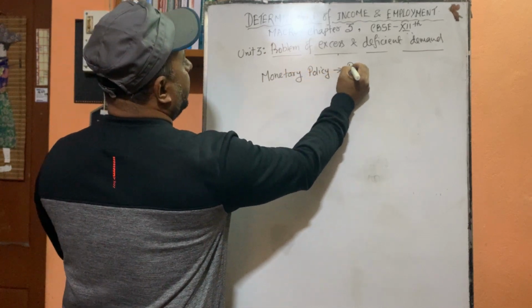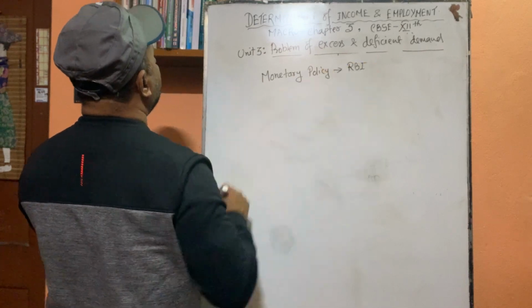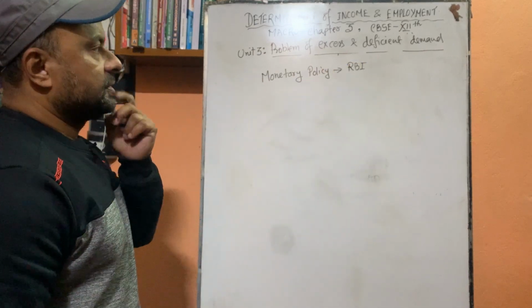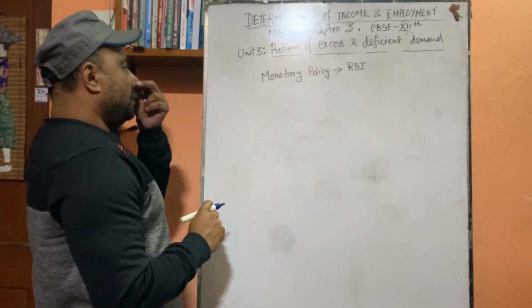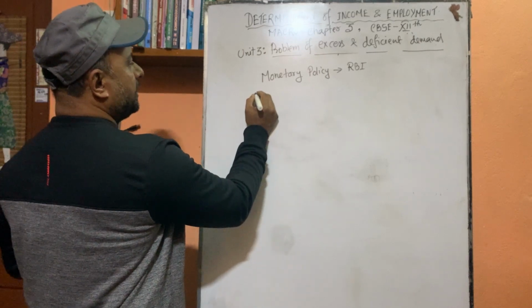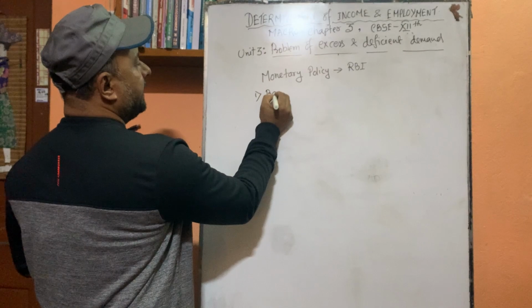Now, the monetary policy is the policy adopted by the central bank, that is RBI of the country. This is monetary policy. Here a lot of instruments are there. First one is bank rate policy.